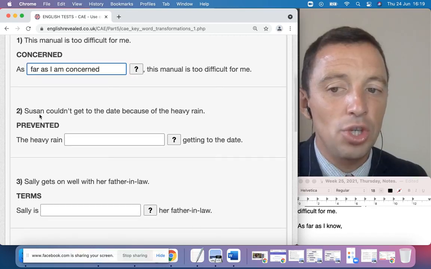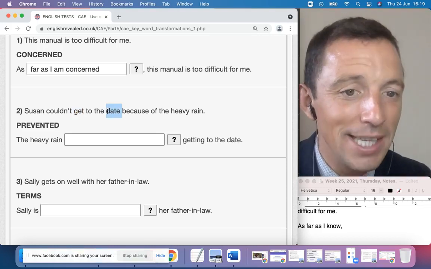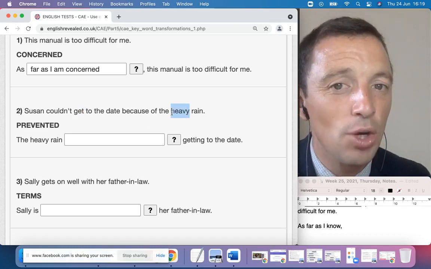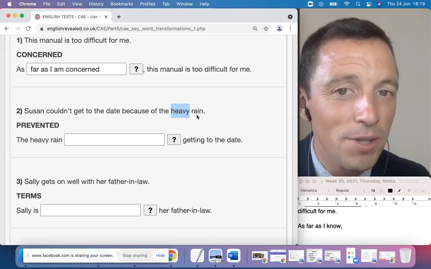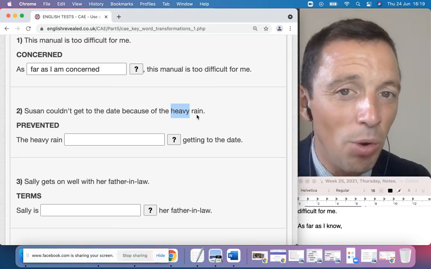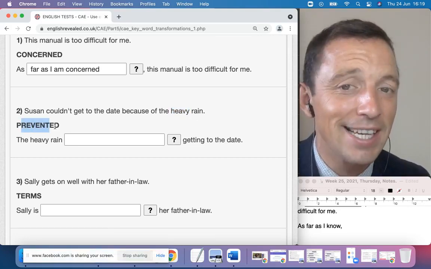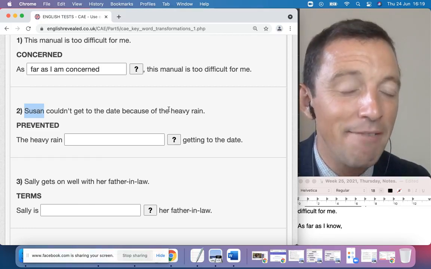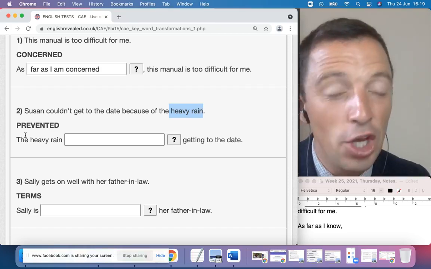Number 2, Susan couldn't obtain, she couldn't get to the date, romantic date. She couldn't arrive, she couldn't reach the date because of the heavy rain, because of the very, very torrential rain. She could not make the appointment. She could not meet the man or the woman because of the rain. So we have the verb prevent, and this is classic. So the heavy rain, so first we change the position. The first sentence, it's the active. Susan is the subject, and the heavy rain is the object. But the second sentence, we change the position.